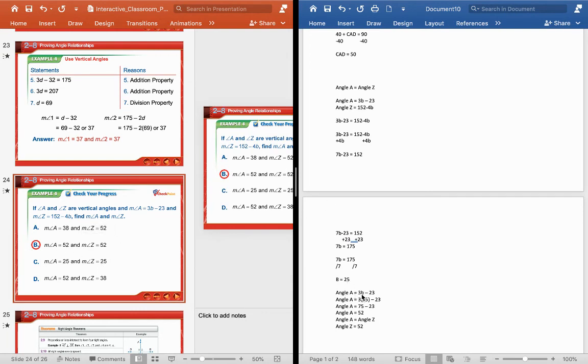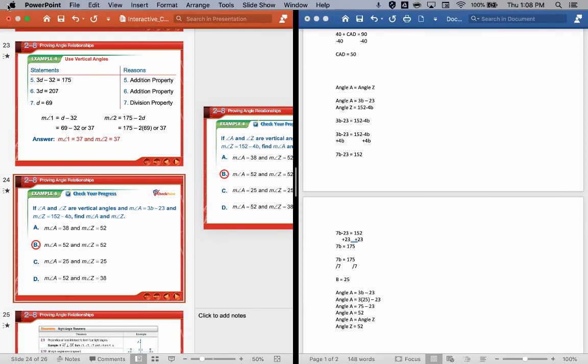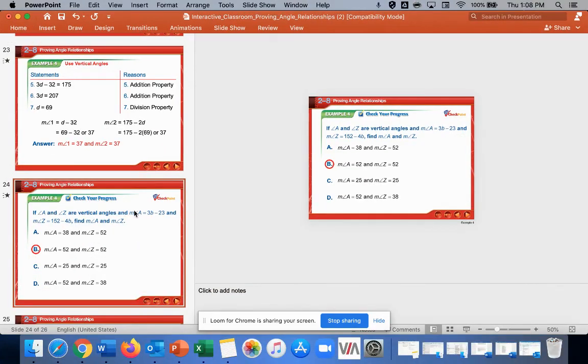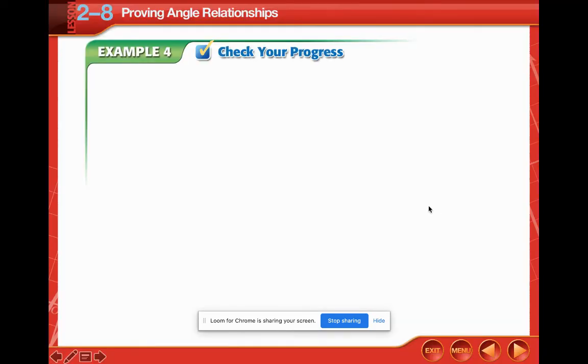So I take angle A, 3b minus 23, and I sub in 25 for b. So 3 times 25 minus 23. 75 minus 23 equals 52. Angle A equals 52. Angle A also equals angle Z. So that means angle Z equals 52. Boom. And just like that, mission accomplished.